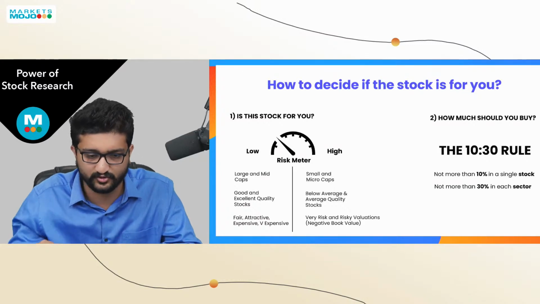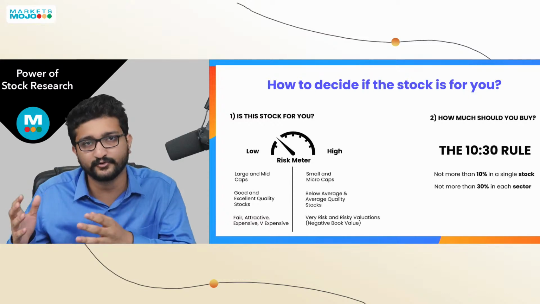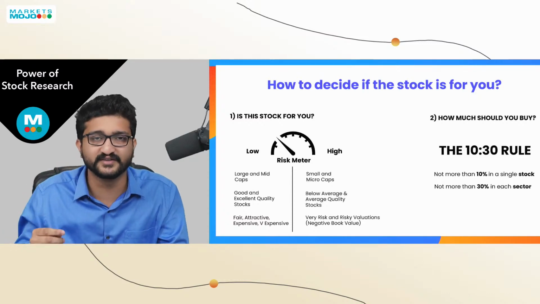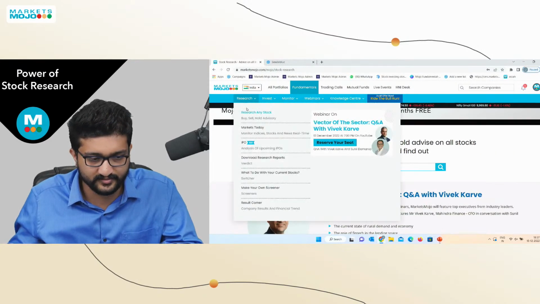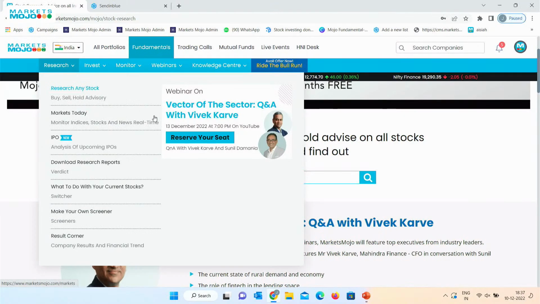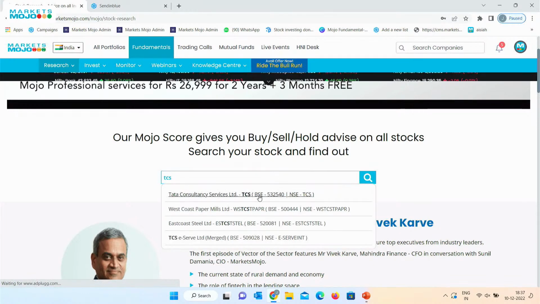So how to decide if the stock is for you? I'll quickly take you all to the stocks page. We'll go through each question and then move to the stocks page, where you can find these particular parameters. If you all know this, go to the research option, just below research, and you can add any particular stock over here. Here I'll just add TCS for now.